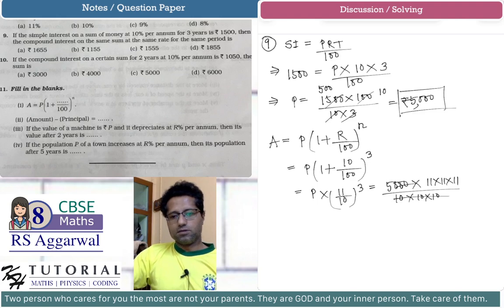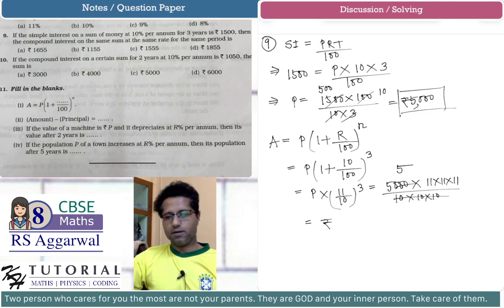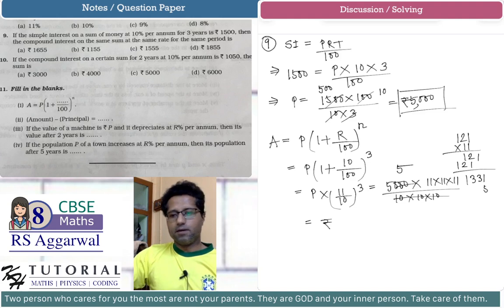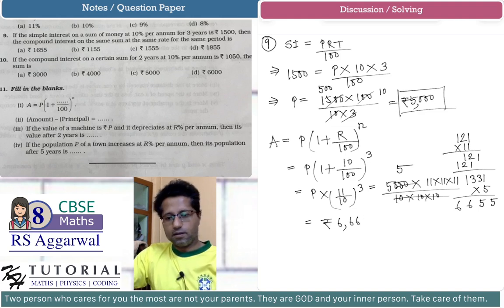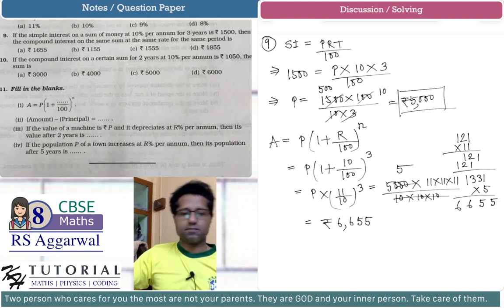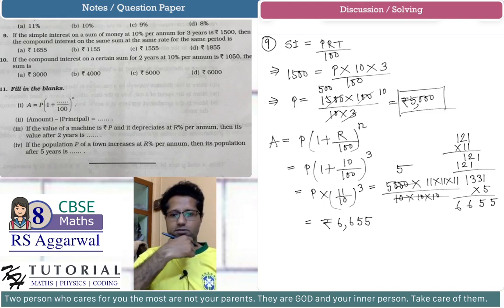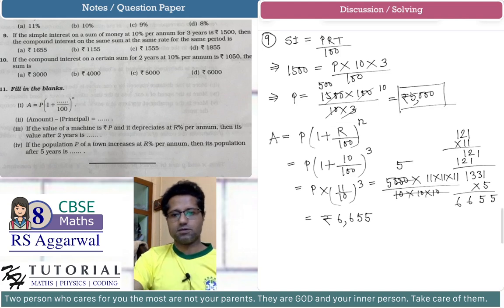All okay. So this is 5. We have to find what is 121. 11 square is 121. So 121 multiplied by 11. 121, 121, which is 1331. Again multiplied by 5. So 5, 15, 16, 6. So this is 6655 is the amount. So the sum was 5000 and the compound interest amount is rupees 6655.